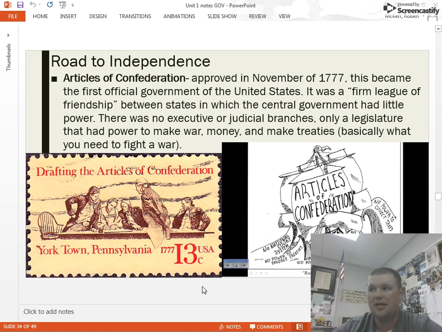They can make treaties. They can make money, but they can't stop states from making money, which leads to all sorts of issues between the states. But we operate under this government for a decade, and it gets worse and worse. And mainly it all comes down to one problem. They didn't have the power to tax.